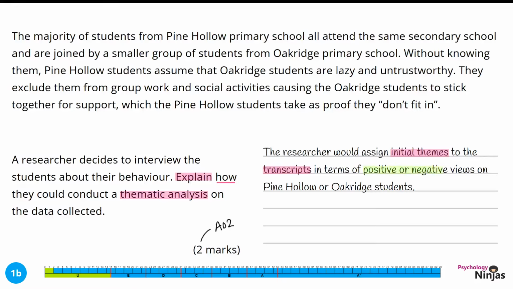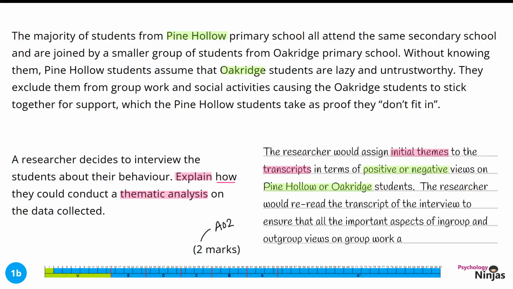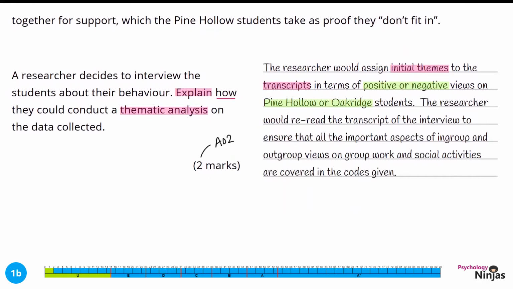So by talking about positive and negative views of the 2 groups of students in the STEM, we're going to get our application mark. So let's identify this in the STEM so that we know we've covered this part and aren't repeating ourselves. And then we would tackle a new part of thematic analysis for our second mark. The researcher would reread the transcript of the interview to ensure that all the important aspects of in-group and out-group views on group work and social activities are covered in the codes given.